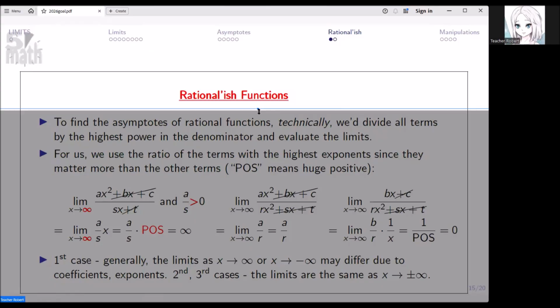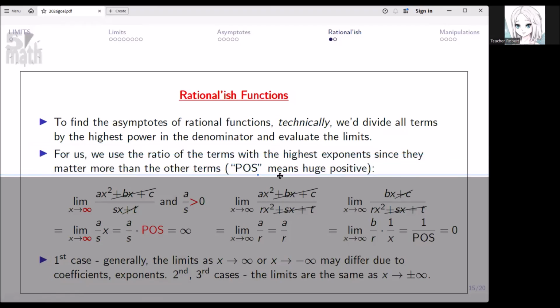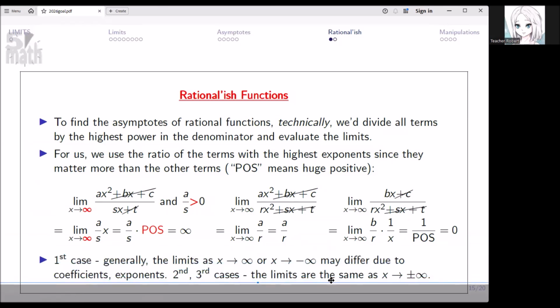Rational-ish functions. To find the asymptotes of rational functions, technically we divide all terms by the highest power in the denominator and evaluate the limits. For us, we use the ratio of the terms with the highest exponents, since they matter more than the other terms. Pos means huge positive. We have the following. First case: generally, the limits as x approaches infinity or minus infinity may differ due to coefficients and exponents. Second and third cases: the limits are the same as x approaches positive or minus infinity.